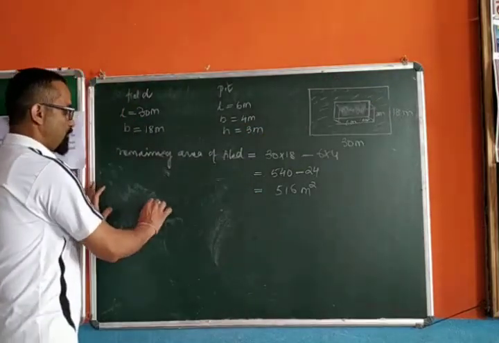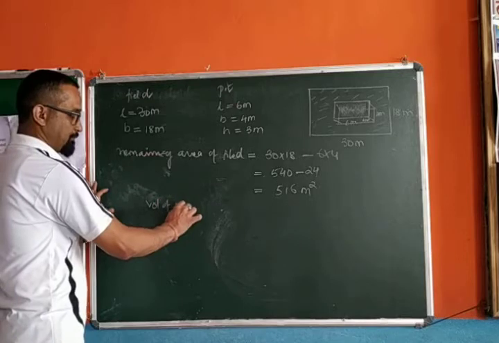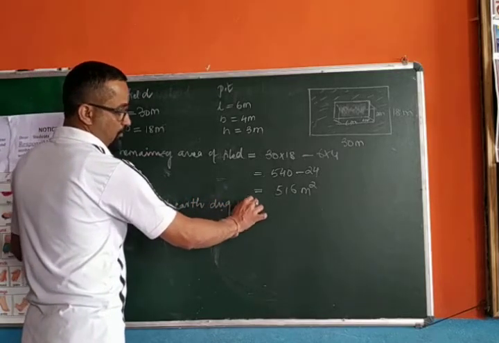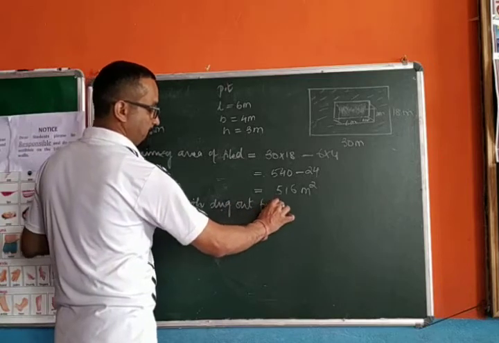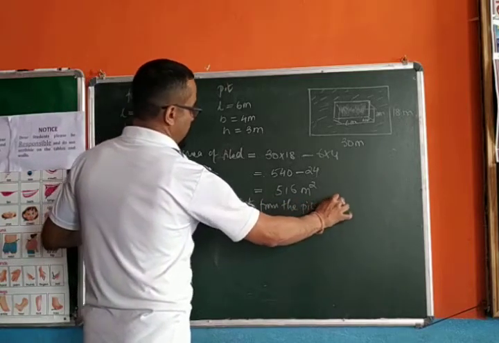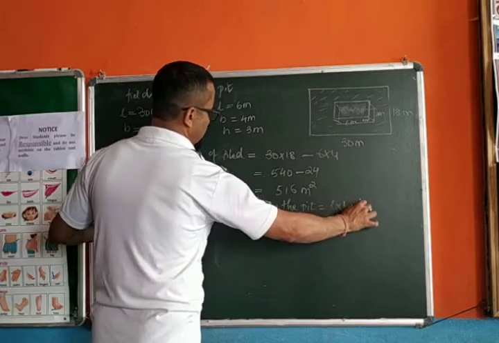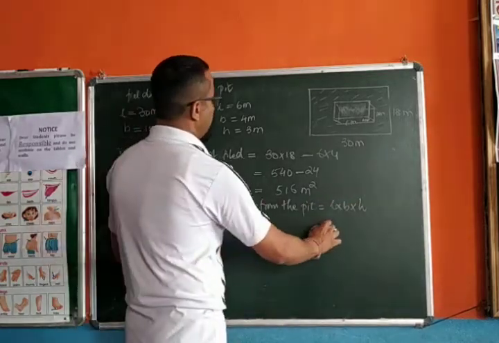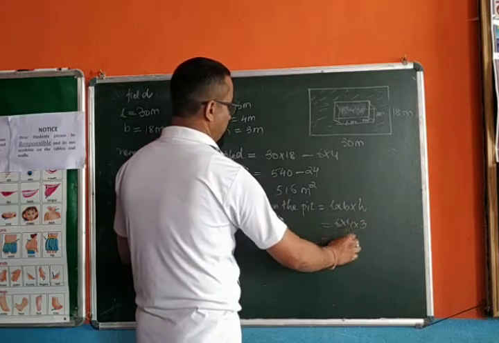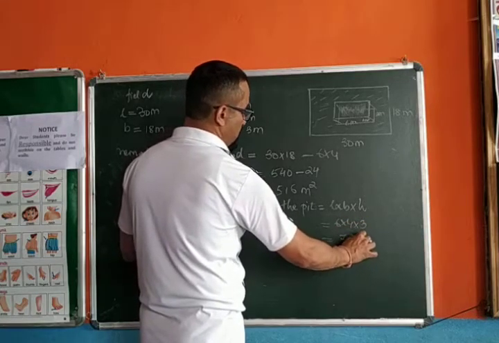Now we calculate the volume of earth dug out from the pit. It is length into breadth into height. Length we know 6, 4 and 3. 24 into 3 is 72 meter cube.